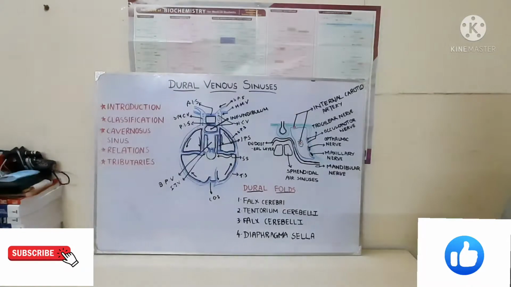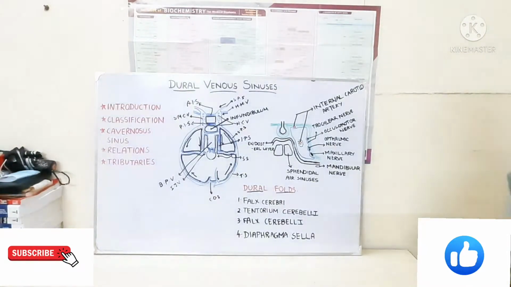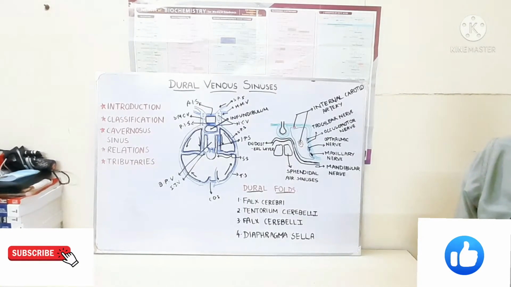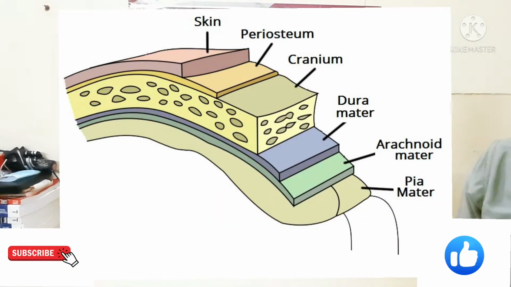Before we go to dural venous sinuses, let me talk a little about dural folds. We all know that there are three meninges that cover the brain. These three are arachnoid matter, pia matter and dura matter. Dura matter is the outermost, pia matter is the innermost, covering the brain, and the arachnoid matter is in between them. So this is a picture of these three meninges.